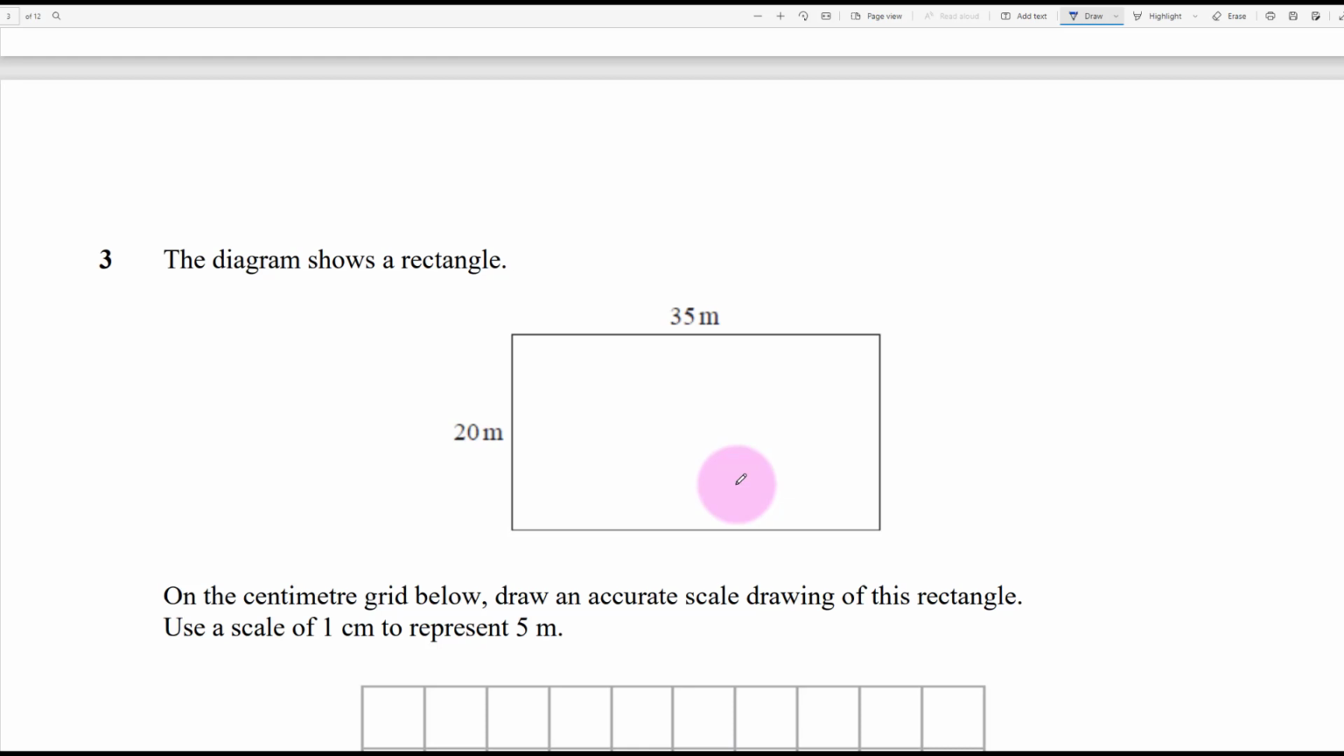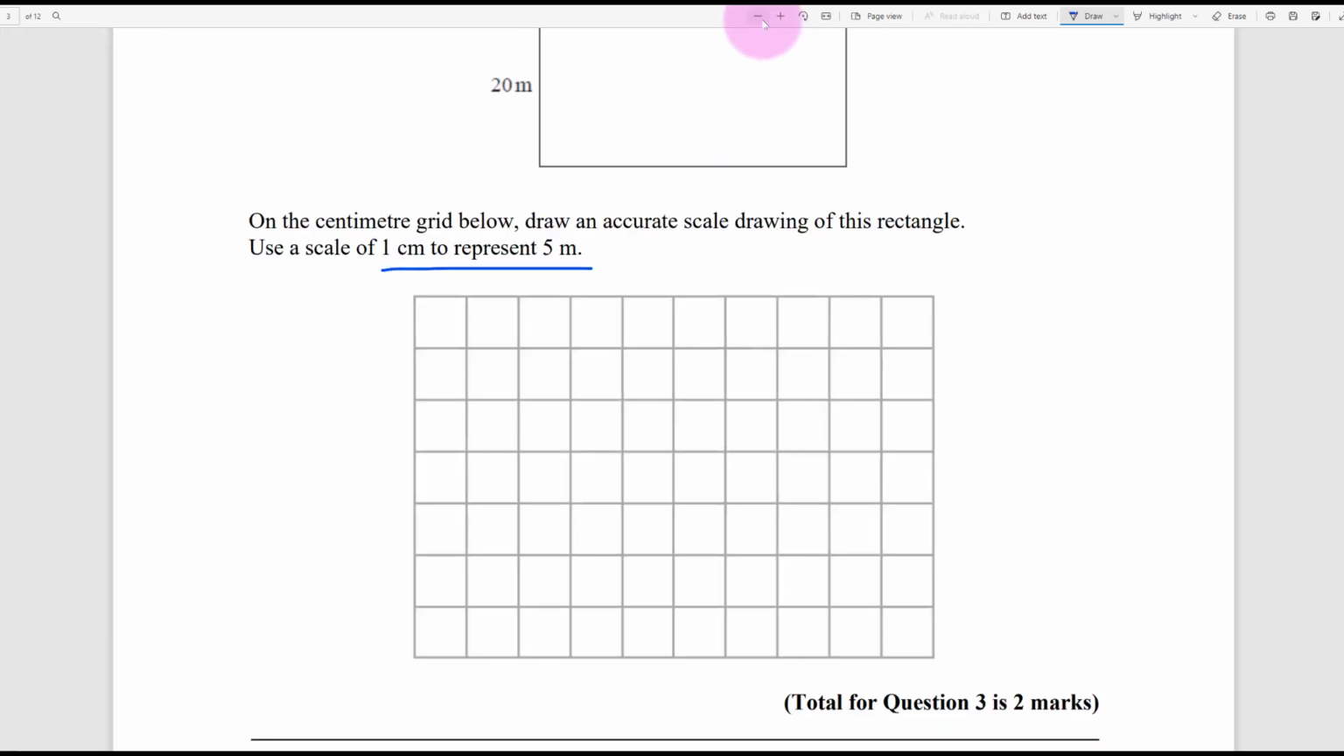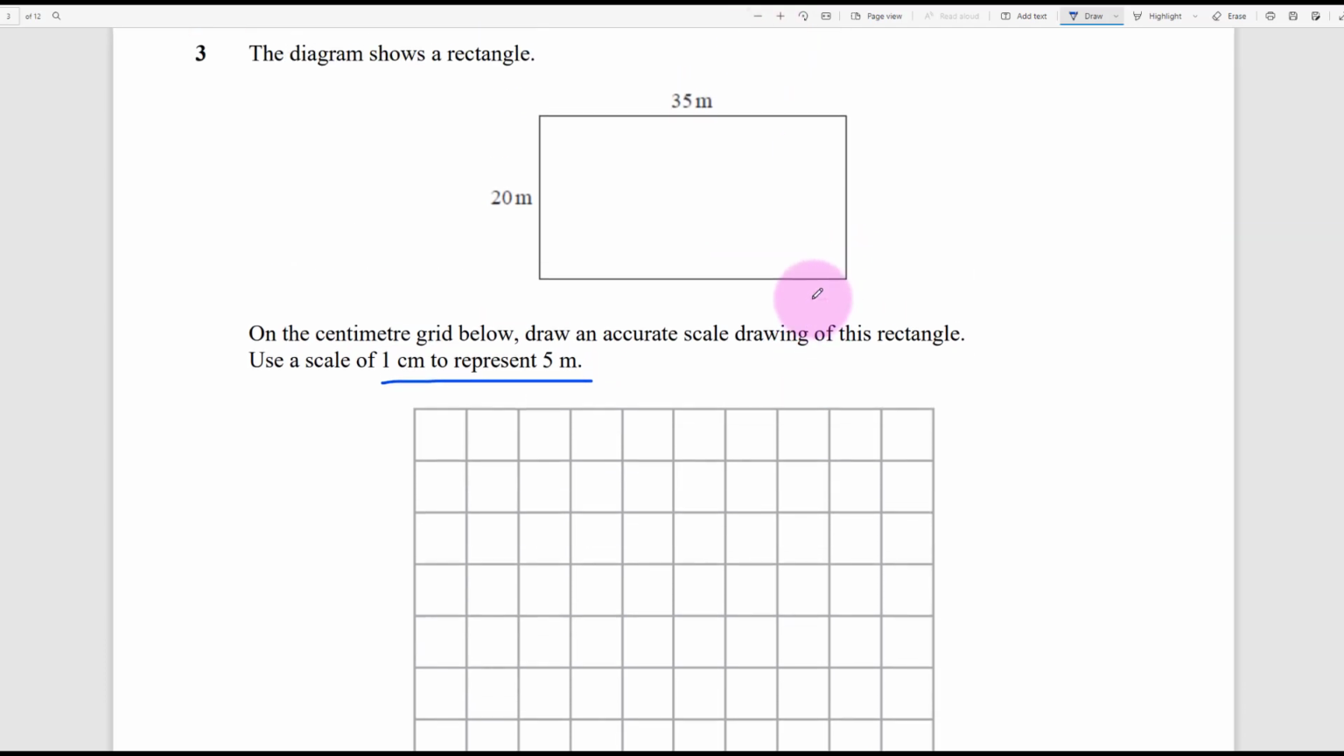This diagram shows a rectangle. On the centimetre grid, draw an accurate scale drawing of this rectangle using 1 centimetre to represent 5 metres. So let's zoom out a bit. If 1 centimetre equals 5 metres, we need to get to 20. So if we times 1 by 4, 5 times 4, that's 20 metres, right? So we need to draw something like that. 4 centimetres.